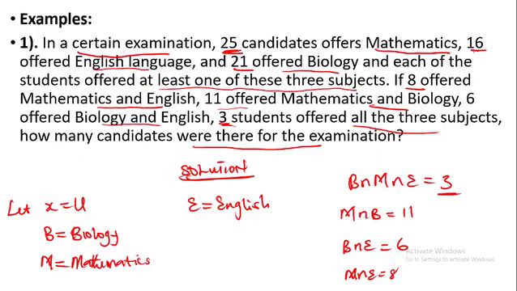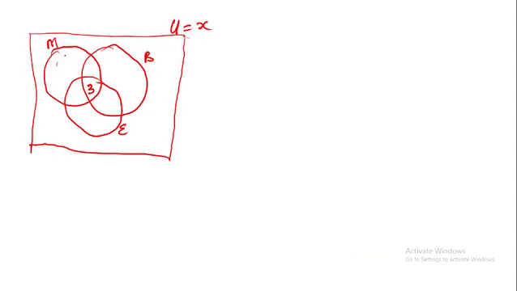Now we have the intersection of M and B, that is mathematics and biology, equal to 11. The intersection of mathematics and biology, that is here, is equal to 11. So that will give us 11 minus 3, which is the intersection of the three of them. Therefore, the value of M intersection B only will be equal to 8. So here is 8.